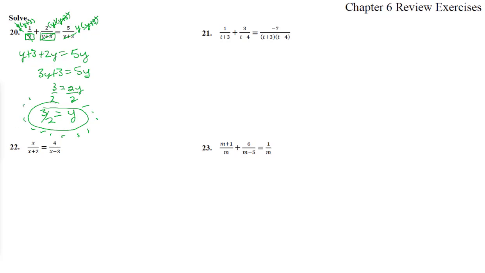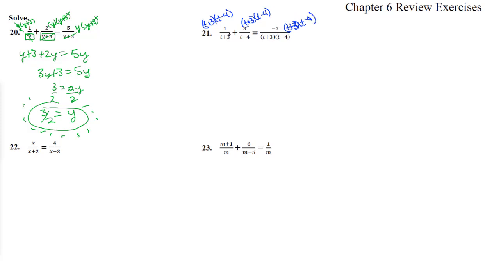Excellent. All right, number 21. We need a t plus 3 and a t minus 4. Yep, the common denominator is t plus 3 times t minus 4. So we're going to go in all the places, times by t plus 3, t minus 4, in every term.